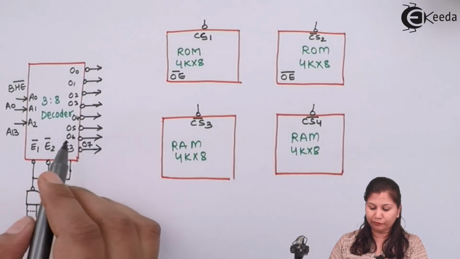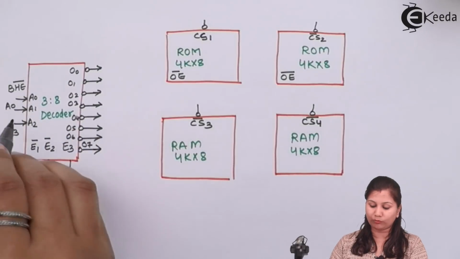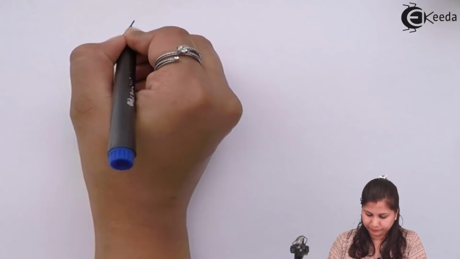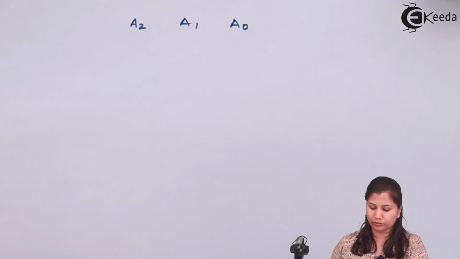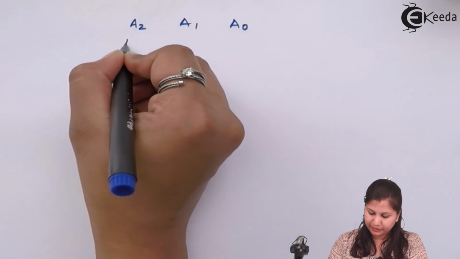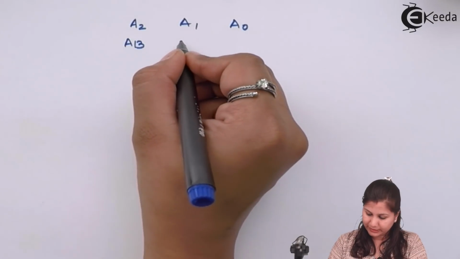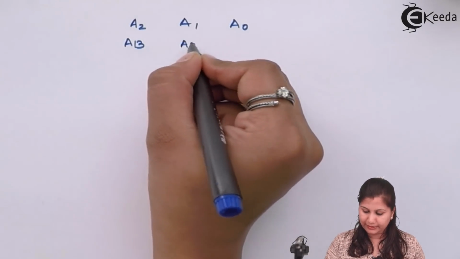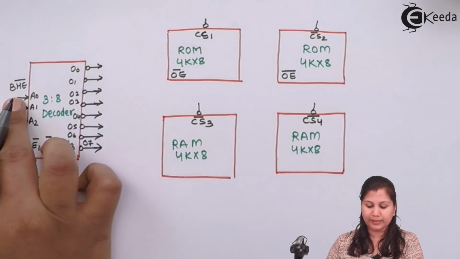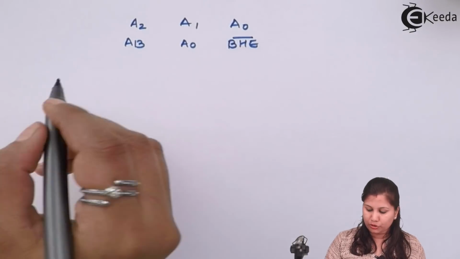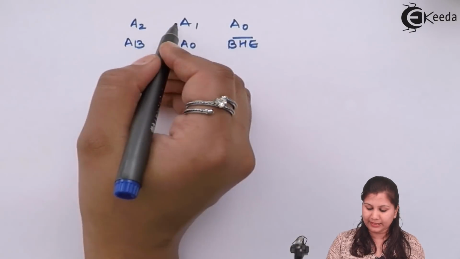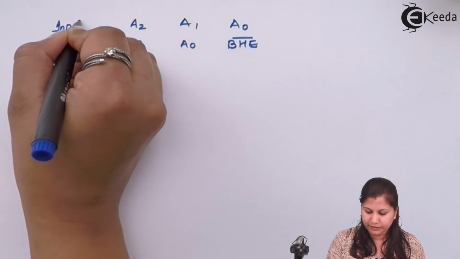Now let's form a table for the combinations of these 3 inputs and what the output will be. Let's draw the table. These are the 3 inputs of the decoder. A2 represents the A13 address line, A1 represents the A0 address line, and A0 represents the bus high enable signal. So these are the address lines or the bus high enable, and these are the inputs to the decoder.